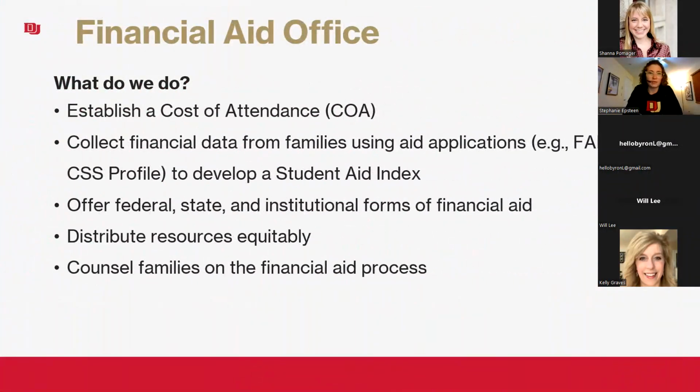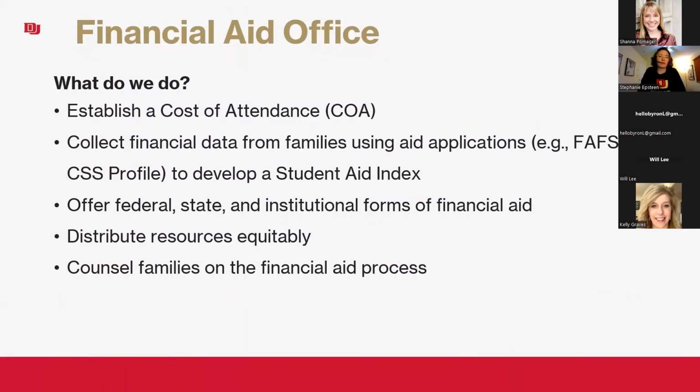All right, so the Financial Aid Office, what do we do? So we establish a cost of attendance. You'll be seeing throughout this presentation COA, and that's what that means. We collect financial aid data from families using aid applications, so the FAFSA and the CSS Profile, to develop a student aid index. You might have heard of it before as expected family contribution, EFC. There are some changes to the FAFSA this year. We're going to talk about that a little later. We also offer federal, state, and institutional forms of financial aid, and we distribute resources equitably while counseling families and students on the financial aid process.